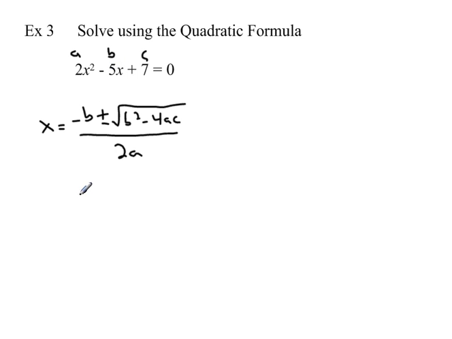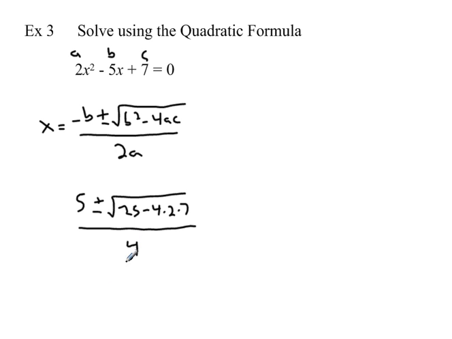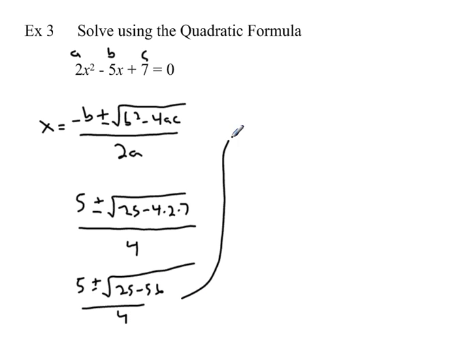So b is -5, so I'm going to say -5, one negative from the formula, one from the problem, so that's just 5, plus or minus the square root of b squared, so 5 squared is 25, minus 4 times 2 times 7, all over 2 times 2. Let's simplify a little further. 5 plus or minus square root of, let's see here, 4 times 2 is 8, times 7, that's 25 minus 56, all over 4. That's going to be 5 plus or minus the square root of 25 minus 56, I believe is -31, all over 4.